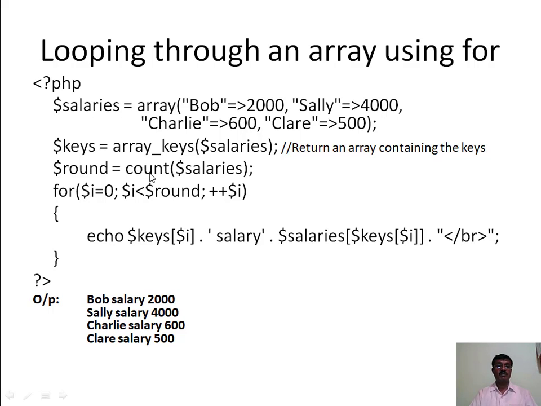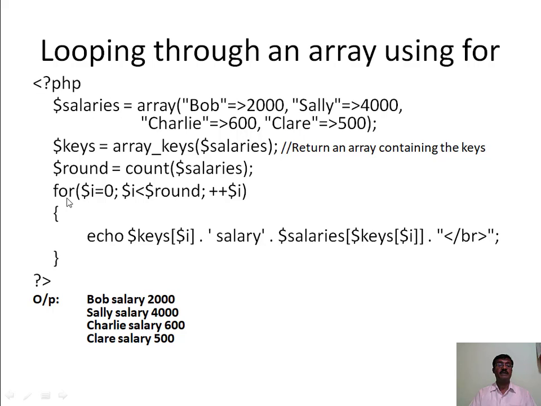Here I have used one more function called count function. For this also I have supplied an array variable, that is salaries. So this count function will return the number of elements within that array. So here this salaries array has got 4 elements. Obviously this count function returns 4, that will be assigned to a variable round. By having these two variable values, by making use of a for loop, we can traverse through the array.